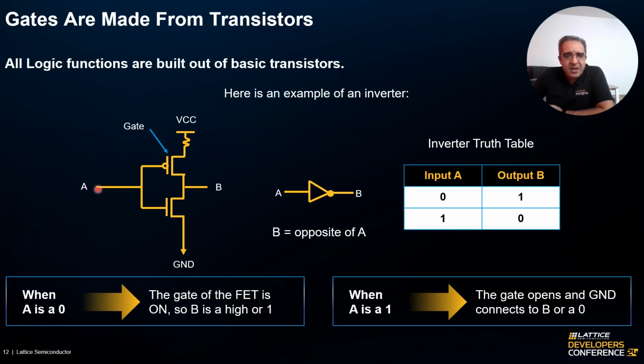So if A equals 0, then this transistor is off and this one is on, and we have B as 1, and that's what is represented in this truth table. If input A is 0, output B is 1. If input A is 1, then the output B is 0. So we just designed a simple inverter.